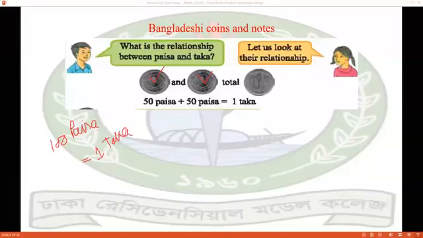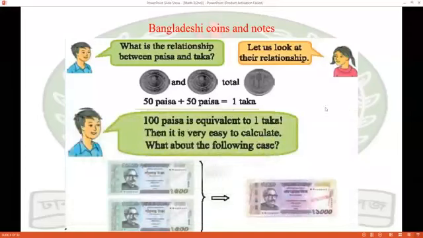So there is a relation between coins and taka. When a definite number of coins gather in one place, by adding the sum of the coins, we get an amount of taka, an amount of notes. Extra paisa is equivalent to 1 taka. Then it is very easy to calculate.